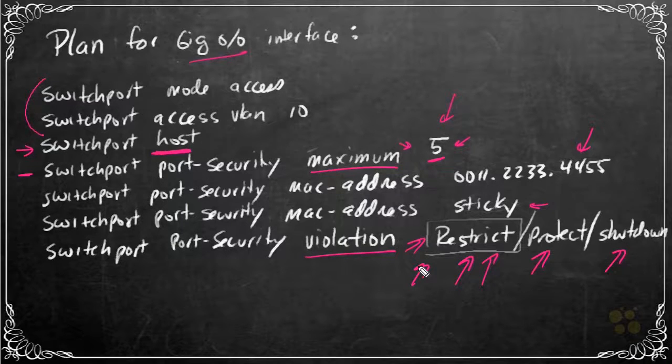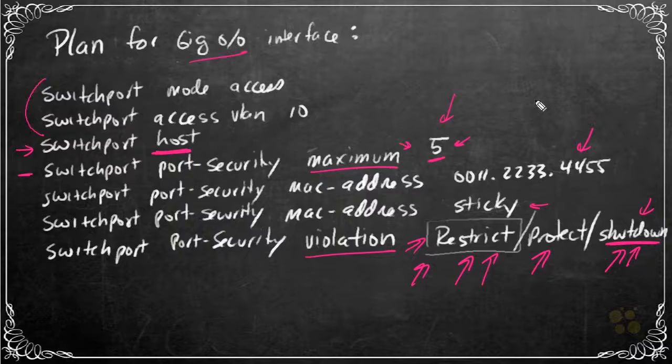So here's what I propose we do. Let's implement this back on Gig 0/0. For the violation action, let's leave the default as shutdown, because if we set the maximum to 5 and we only have 3 MAC addresses coming in off that port, it won't hit the violation unless there's some funny business going on. In that case, we'd want the port possibly to shut down so that we can stop, investigate, and find out what's going on.